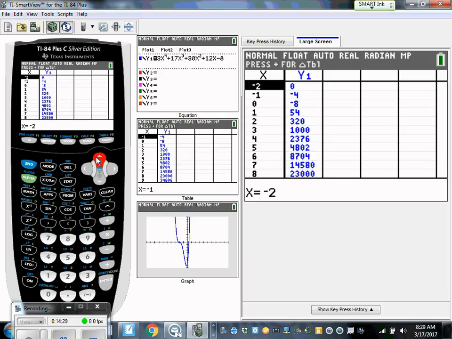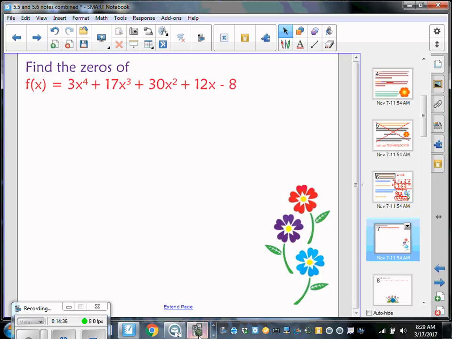Now the problem with our table, does it show us all the numbers in between? It doesn't. It shows us the nice, pretty numbers. So we know -2 is good. Let's at least start with that. So we know x equals -2. We know that's a good one. So let's use synthetic and kind of see where we're at.